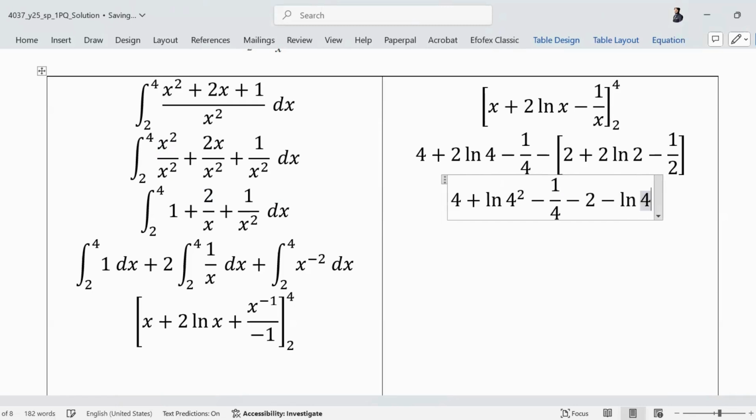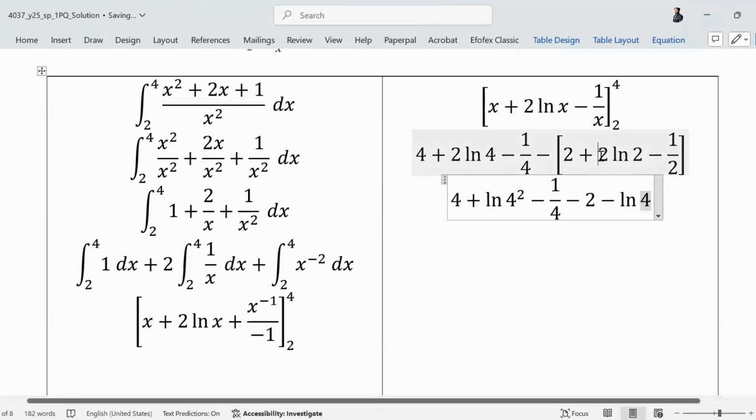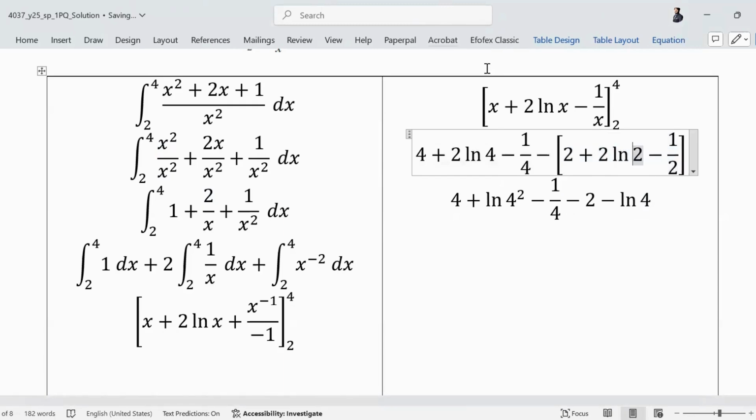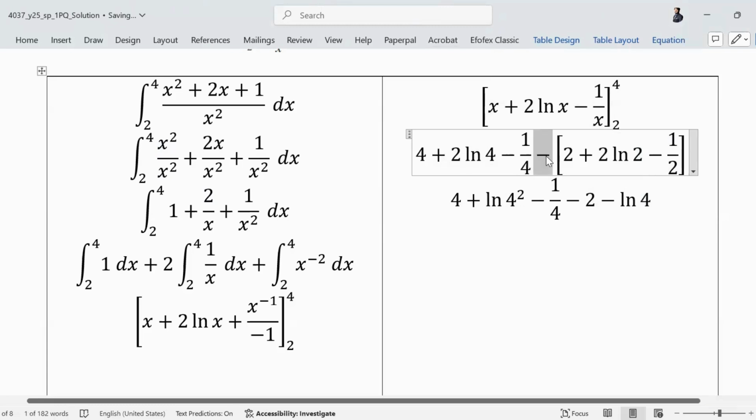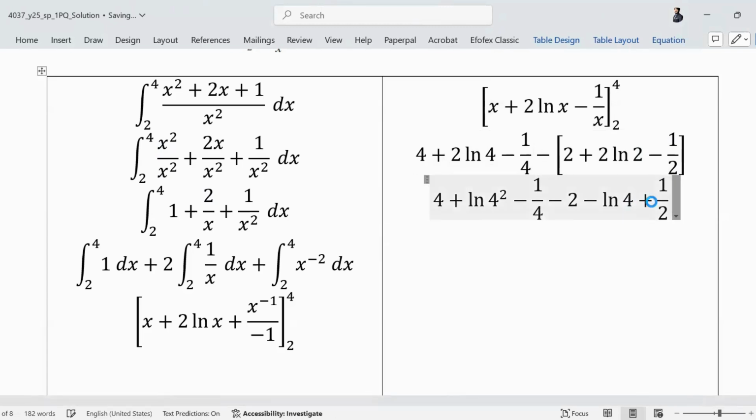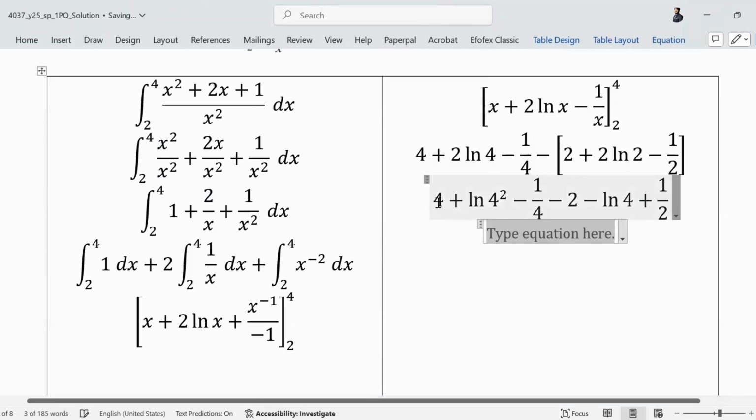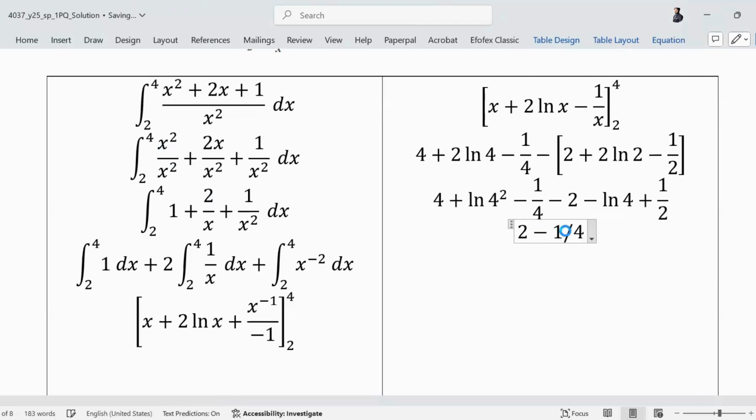ln 4. I have written this 2 as a power of 2, which will make it square. And then I have just multiplied with a negative value and then plus 1 upon 2. So 4 minus 2 is 2, and minus 1 over 4 plus 1 over 2. Okay, for the time being, I'll just write it as it is so that you can understand. And the logs are being subtracted, so their inputs can be divided, 16 upon 4.